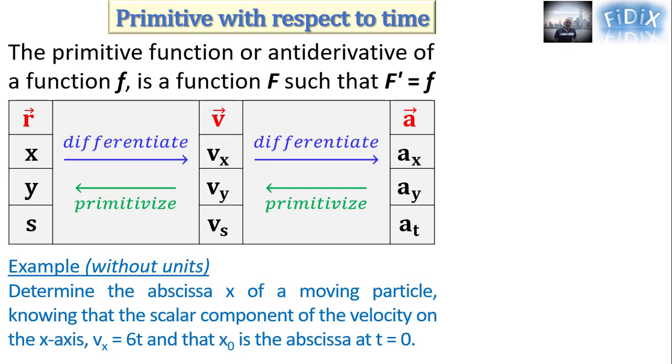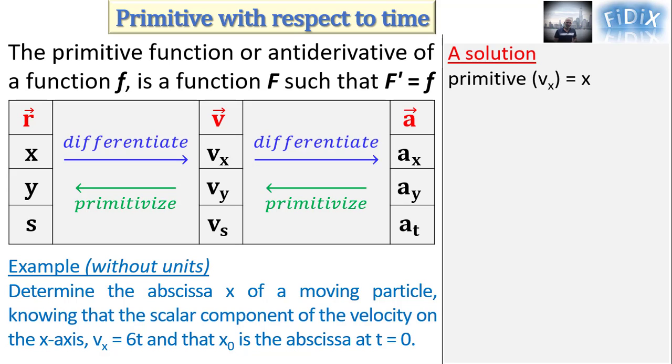For example, determine the abscissa x of a moving particle knowing that the scalar component of the velocity on the x-axis Vx equals 6t, and that x0 is the abscissa at t equals 0. To answer this question, let's write the primitive of Vx, which is x.